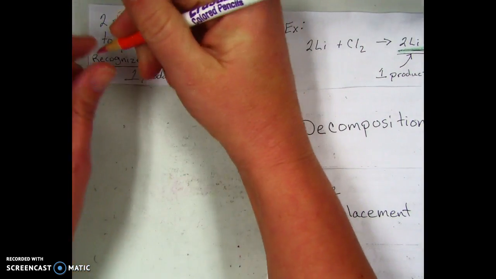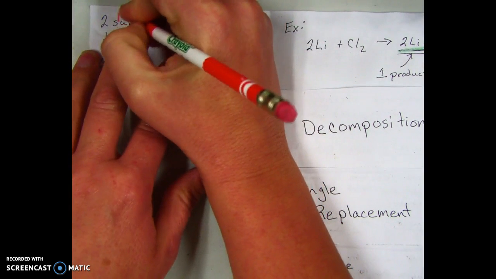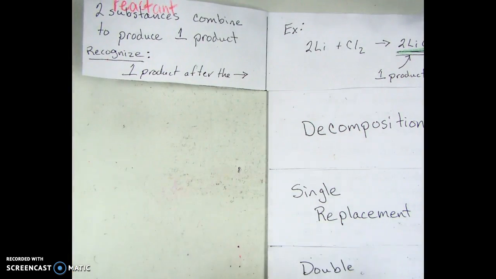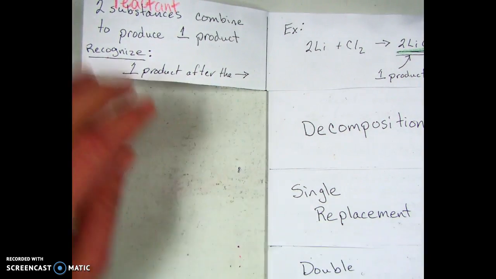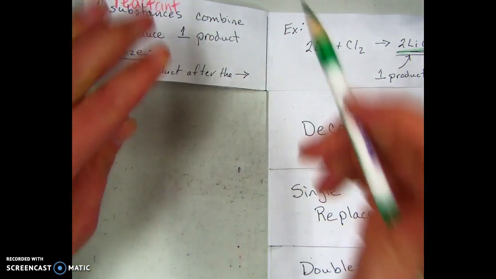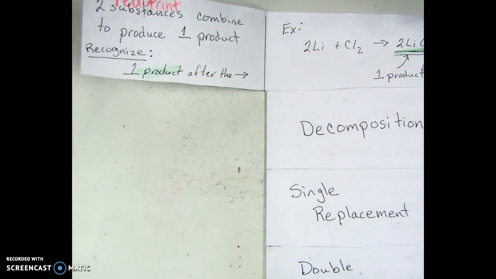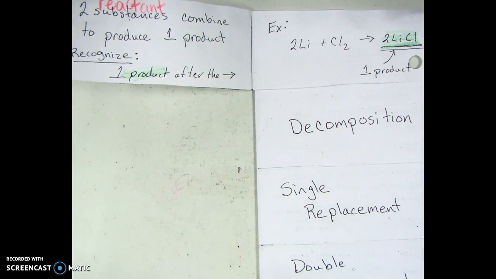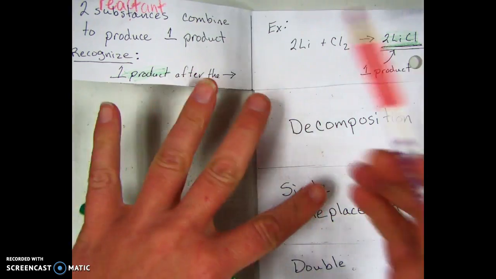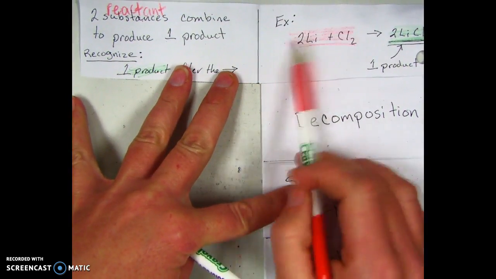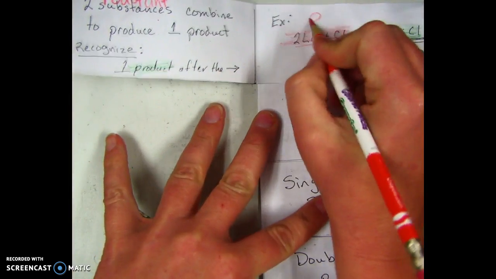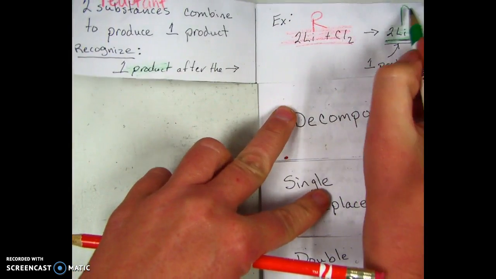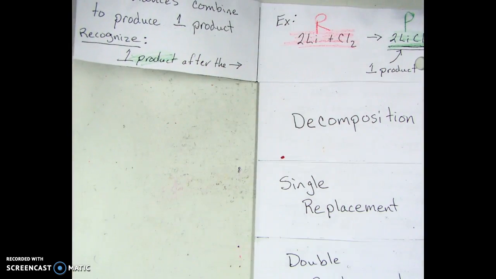2 reactants combine to produce one product. So we're going to recognize this as one product after the arrow. So we have our product here, and there's only one of them. So we have lithium plus chlorine yielding lithium chloride. And here are my reactants. So we have reactants and our products. I'm so sorry, this is a mess.